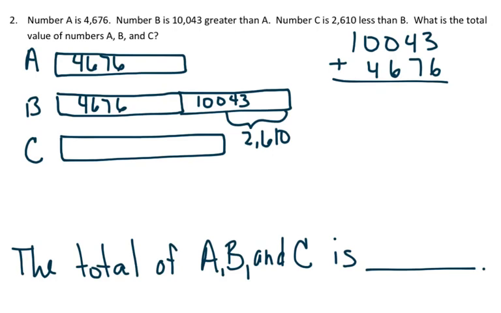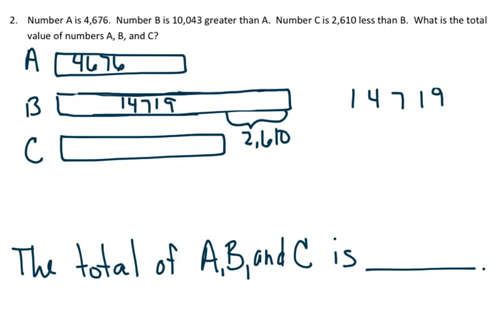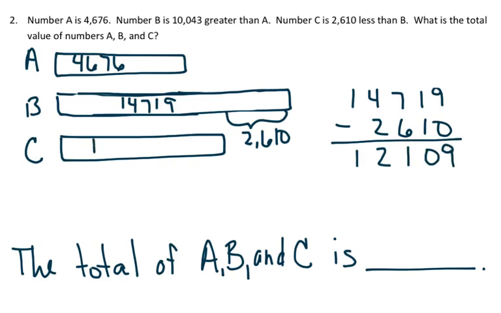So for B, I'm going to add the two tapes together. I have 10,043 plus 4,676. And that gives me a sum of 14,719. So let's go ahead and I'm just going to make this one long tape now. And it was 14,719. Now to find C, all I have to do is take 14,719 and subtract 2,610. Okay, and that gives me a difference of 12,109. Put some commas in here.